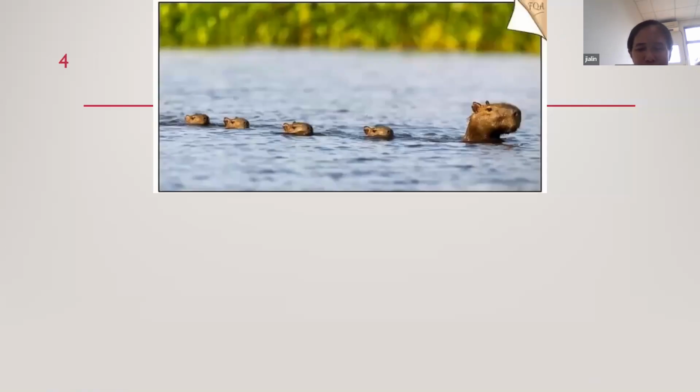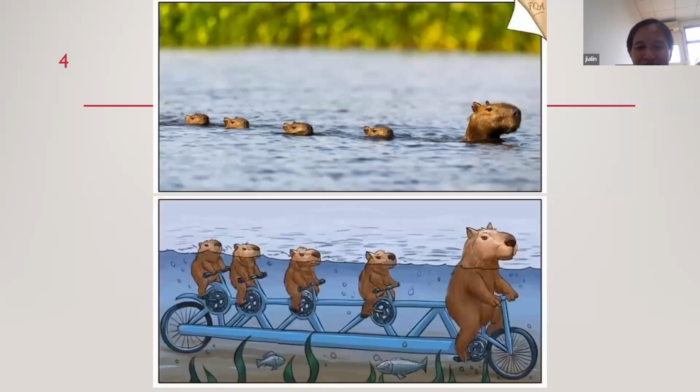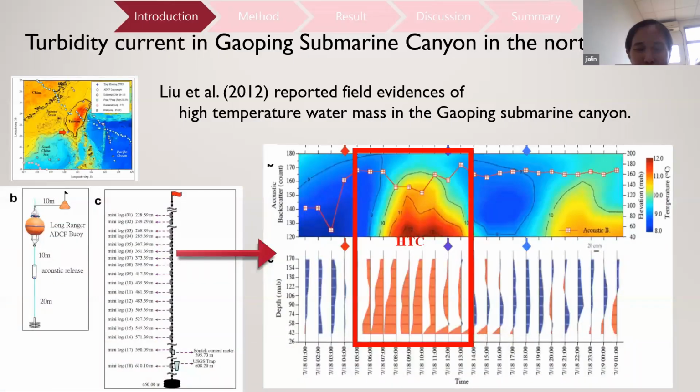Okay, so this is a cute picture. Just want to show you that we have seen a lot of pictures from aerial photos, or we also can see the river plume from satellite images, but we will never know what's happening underneath. Like those cute otters, you think they are swimming with their mom, but actually they may ride a bicycle. So the purpose of my study is to understand what's going on under the ocean, and that cannot be seen by eyes. So we need to use some equipment and also some numerical models.